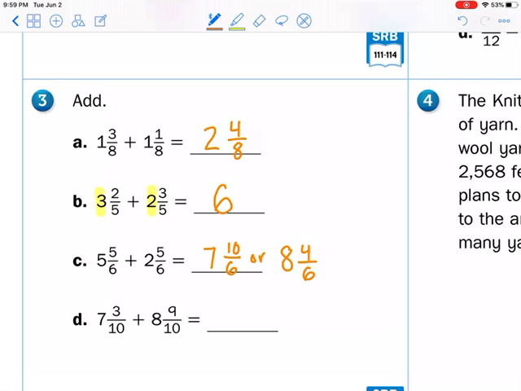Okay, D. 7 3/10 plus 8 9/10. So 3/10 plus 9/10 is 12/10. And 7 plus 8 is 15. Now we have to change 15 and 12/10 to 16 and 2/10.